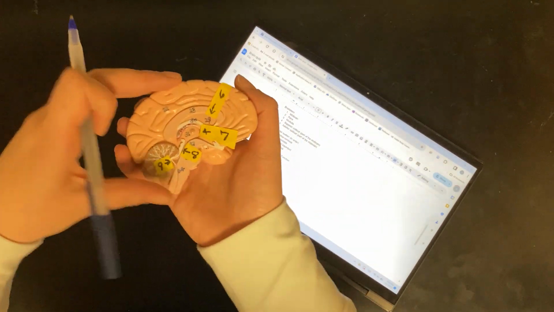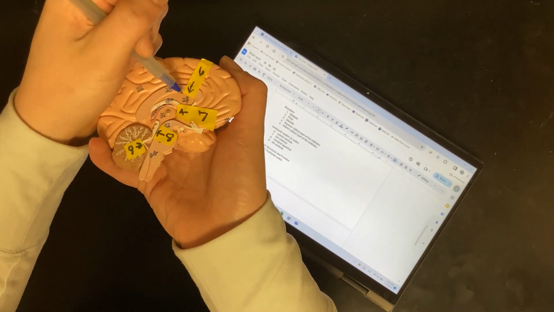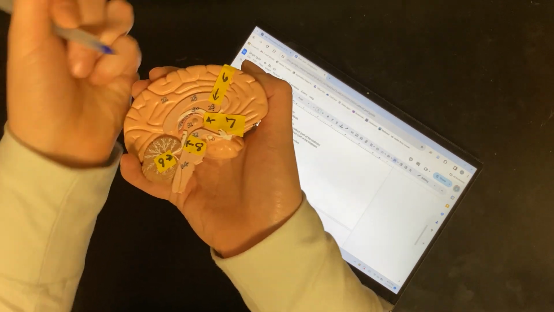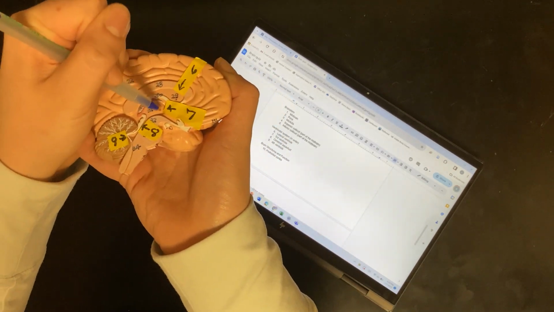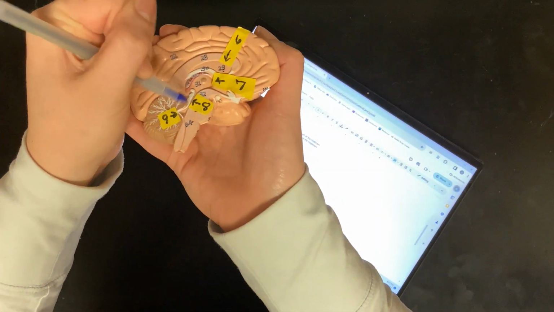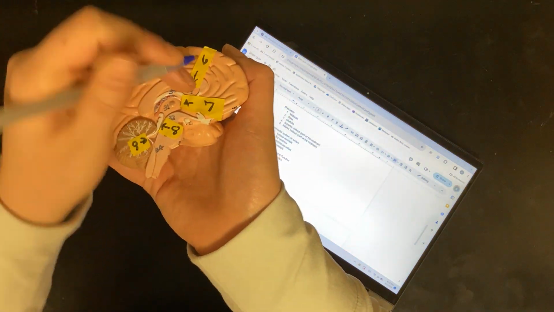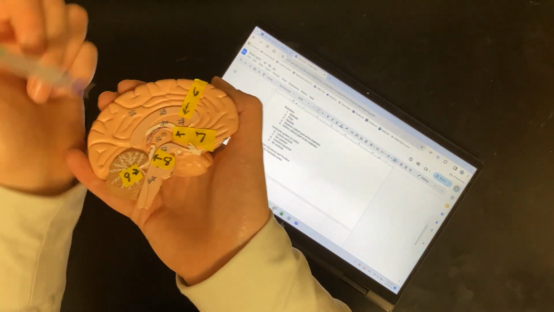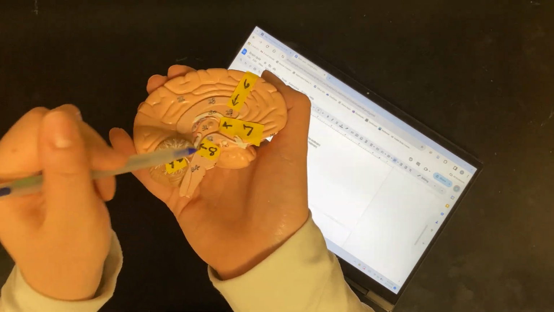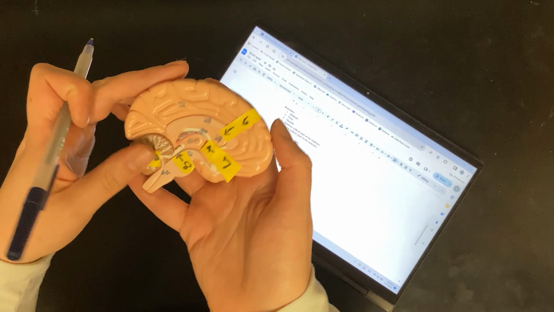Now for 6, we have the ventricular system here. So 6 was your lateral ventricle, 7 was your third ventricle, 8 was your cerebral aqueduct, and then 9 is your fourth ventricle. So for the ventricular system, it's kind of like a pathway of how it's running through with your veins, okay?